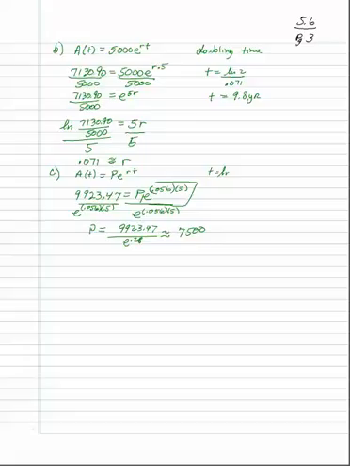T equals ln of 2 divided by r. So we could have done this one in any order because we already knew what r was. It's 0.056, and that's going to give us 12.4. Is that correct? 12.4.